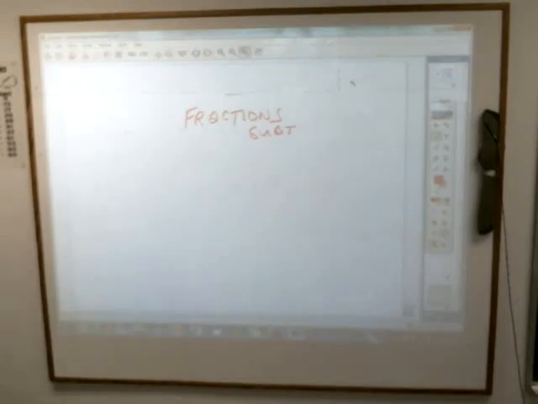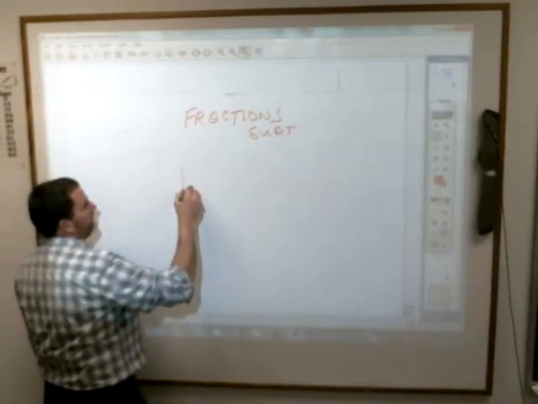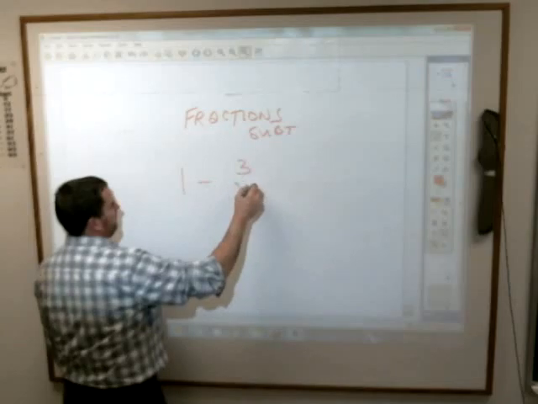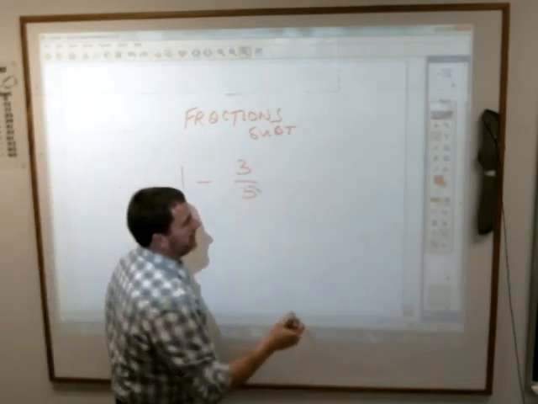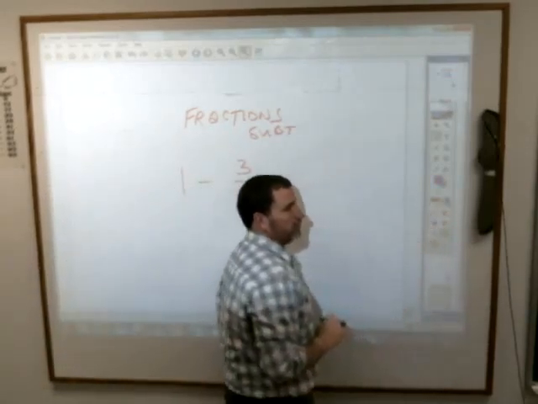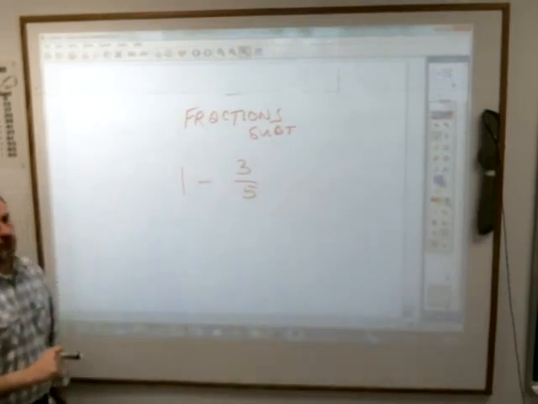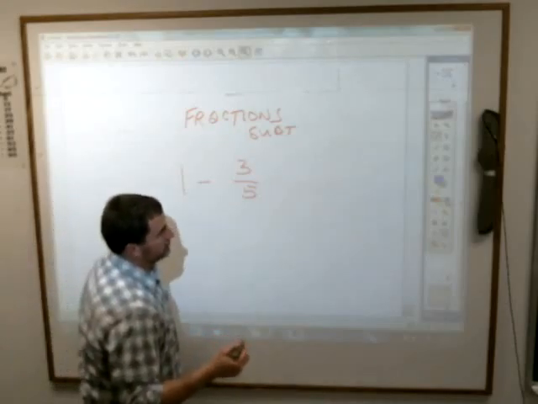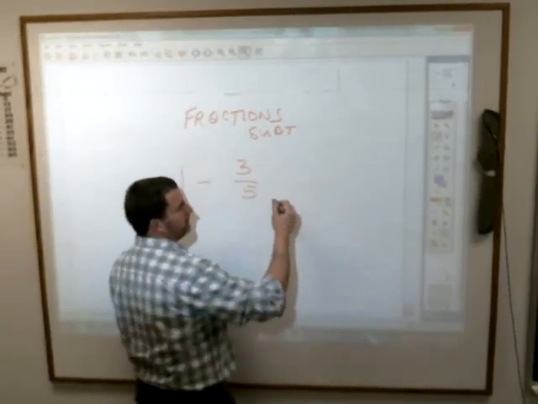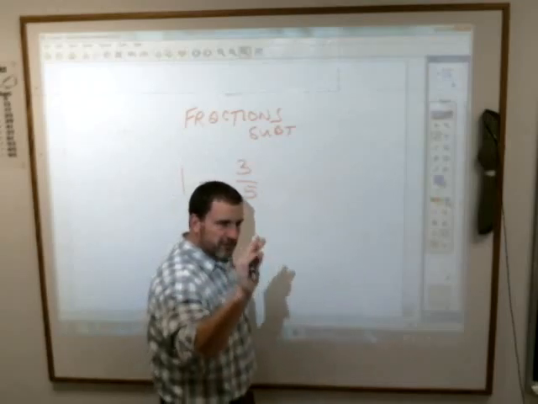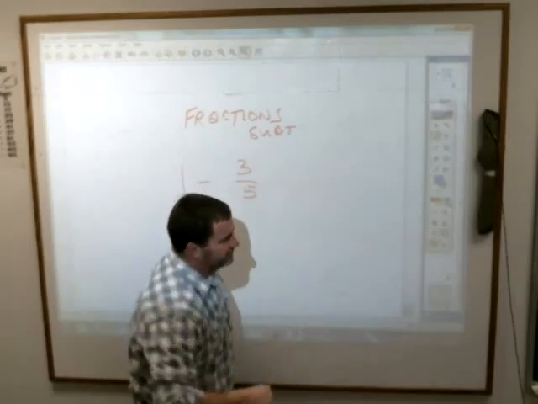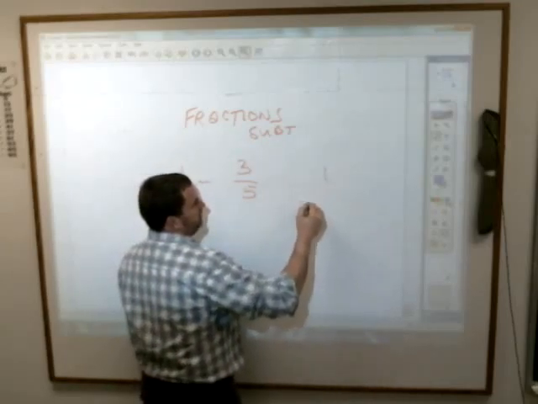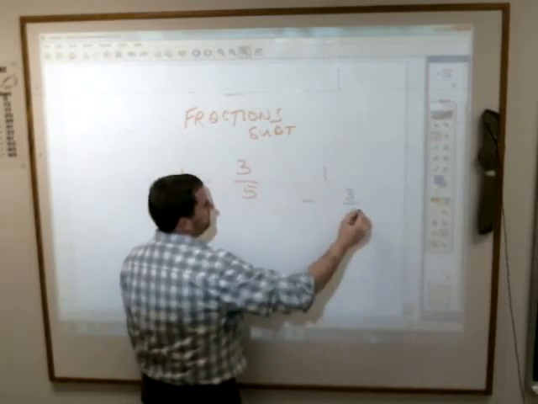Percentage fractions. Let's do a quick review, because this is just one step farther. If I had 1 minus 3/5, and you saw that problem on your homework, step number 1 is to do what, Ryan? Drop it down. Very good. You always have to think about vertical and horizontal, about what you're doing. So it's going to look like this: 1 minus 3/5, correct?